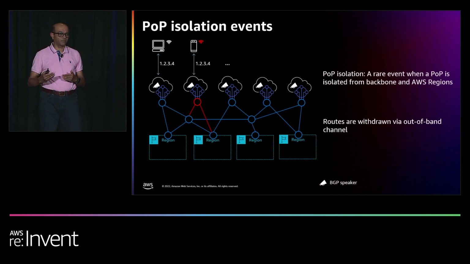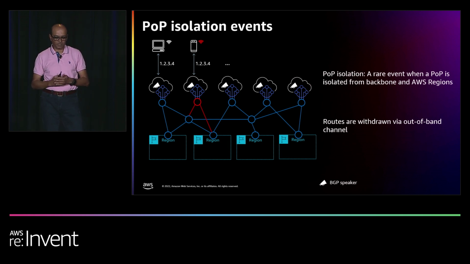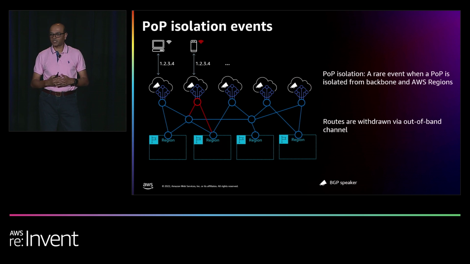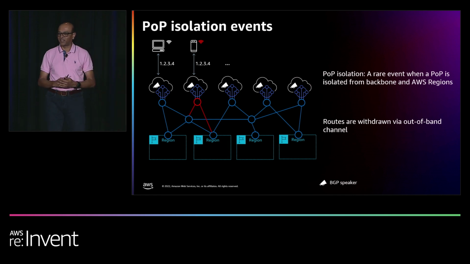But you've got to ask the question, what happens if all the links connecting the edge POP to the backbone fail? In that case, the POP would become isolated from the backbone and the AWS regions. So that has to be rectified as quickly as possible so that traffic from your end users is not getting black holed. Now, can this happen? Yeah, it can. For example, imagine an overly eager construction worker who starts digging through a critical network path that suddenly cuts off that POP.